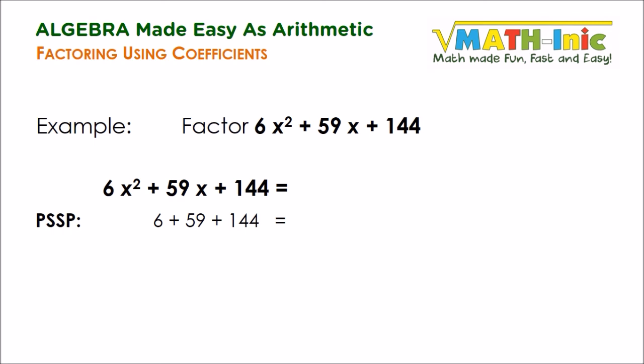So we add the coefficients 6 plus 59 plus 144, which is 209. What are the factors of 209? That's 1 times 209. And if you remember how to find multiples of 11, you add the odd digits and the even digits. So 2 plus 9 is 11. Therefore, 209 is divisible by 11. So 209 is either 1 times 209 or 11 times 19.